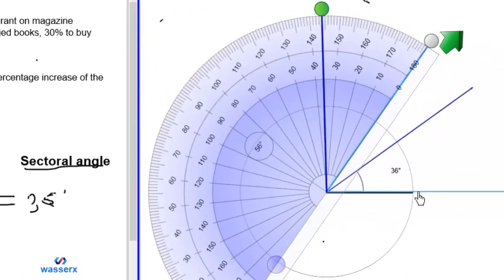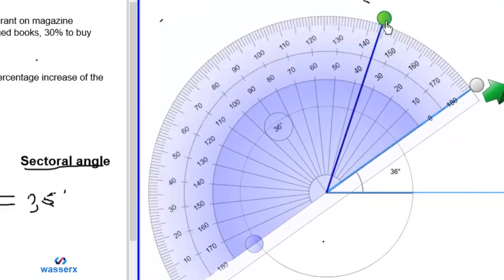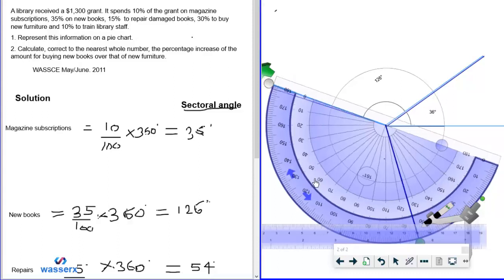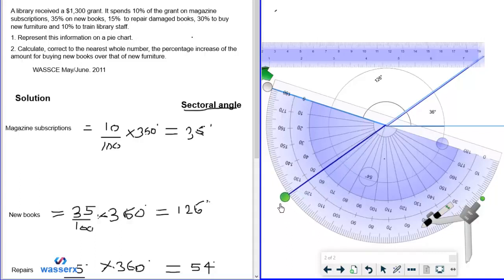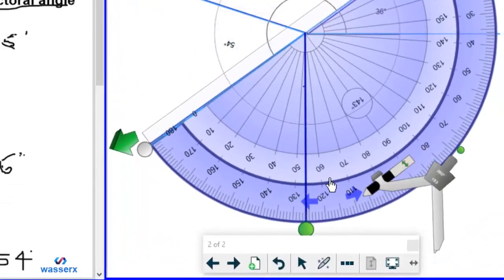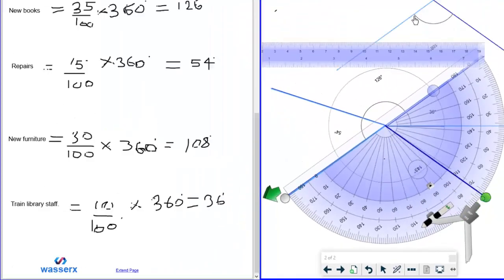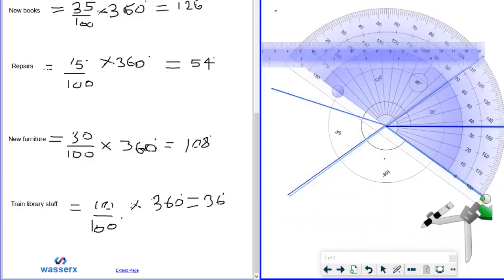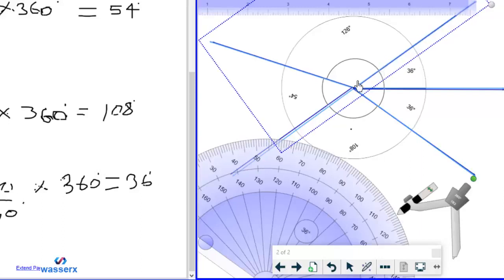Then the next one is 126 degrees. So we measure 126 degrees. And the next one is 54 degrees. So we measure 54 degrees. Then the next one is 108 degrees. So we measure 108 degrees. And the last but not the least is 36 degrees. So we measure 36 degrees. So this is how our pie chart will look like.